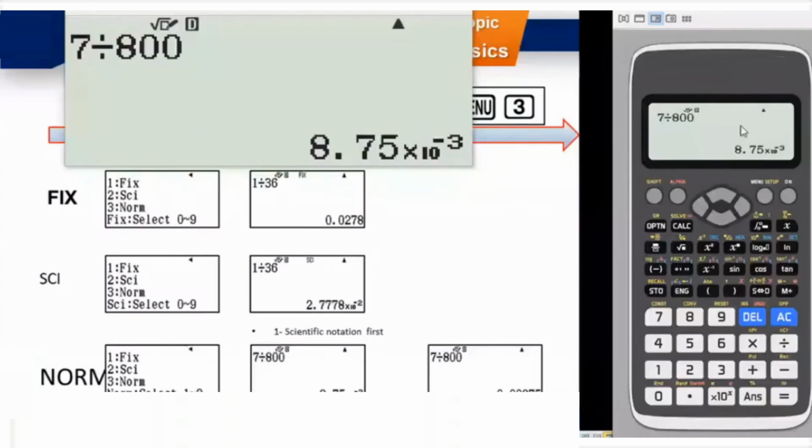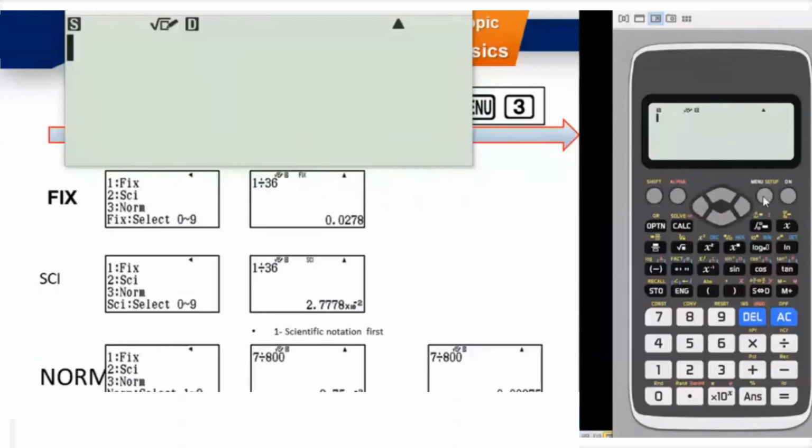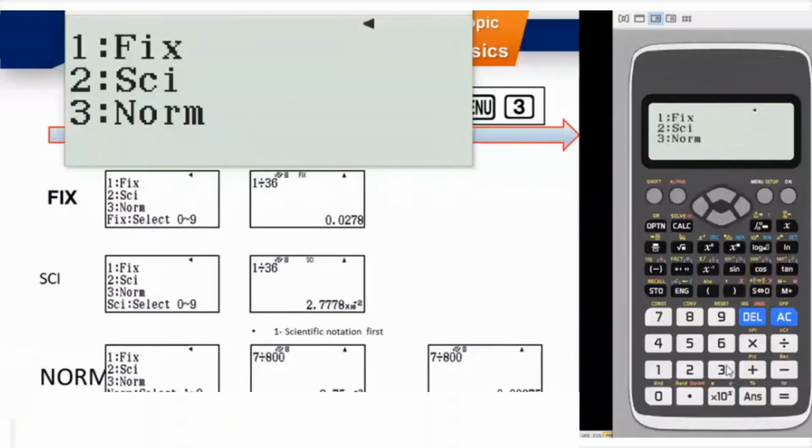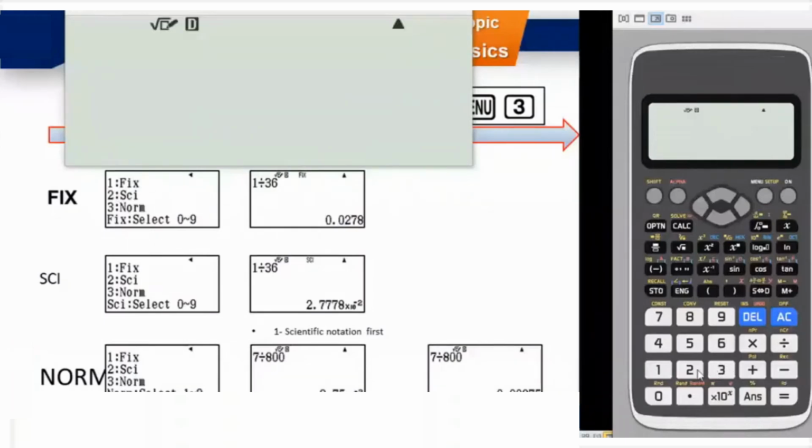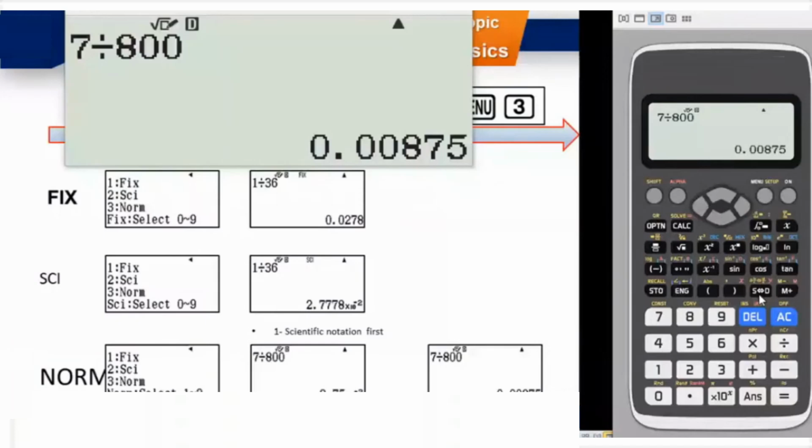On the other hand, if I press shift menu, number format is 3, it's normal, but this time I'm selecting normal 2. When I select normal 2 and I press 7 divided by 800, it is giving me answer in decimal form. So normal 1 will give me answer in fraction or scientific notation and normal 2 will give me answer in decimal format, or normally as it has to be. So I hope this number format setup is also clear.